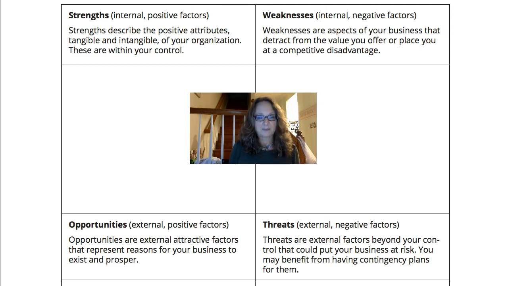I hope this captures the essence of SWOT for you. Now your job is to do a SWOT analysis on your entire company.